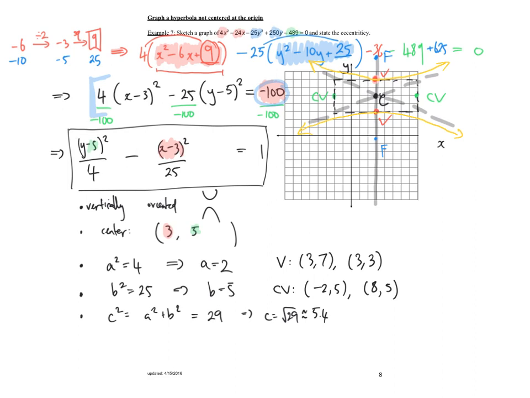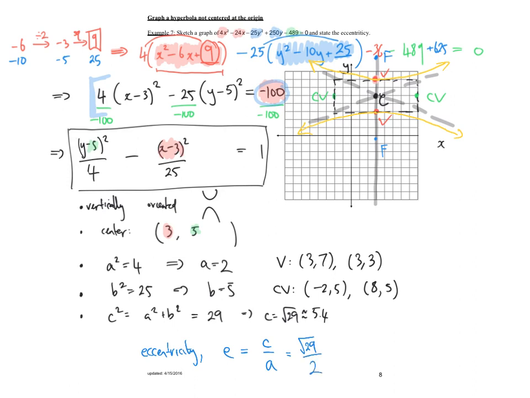Now, we weren't asked to write down the equations of the asymptotes. We could do it if we wanted to. We were asked to write down the eccentricity. So recall, for the eccentricity of an ellipse, it works for hyperbolas too. It's defined to be c over a. So for us, that is root 29 over 2.